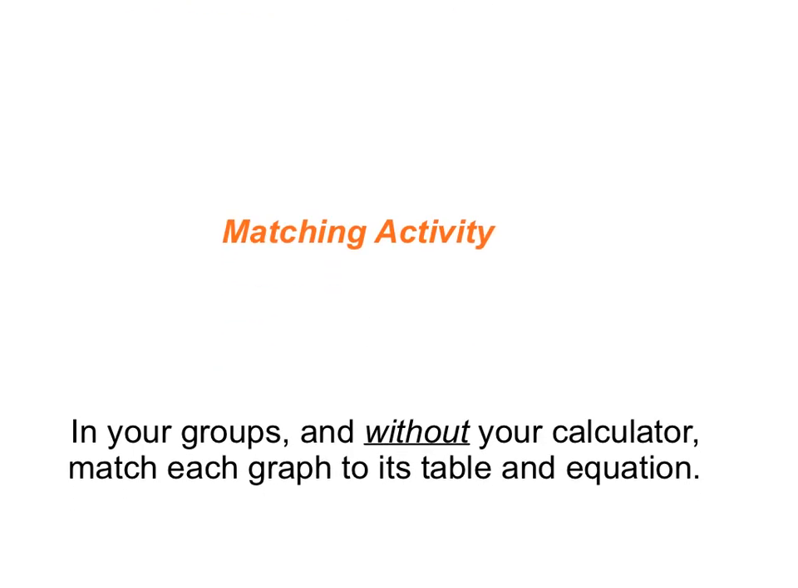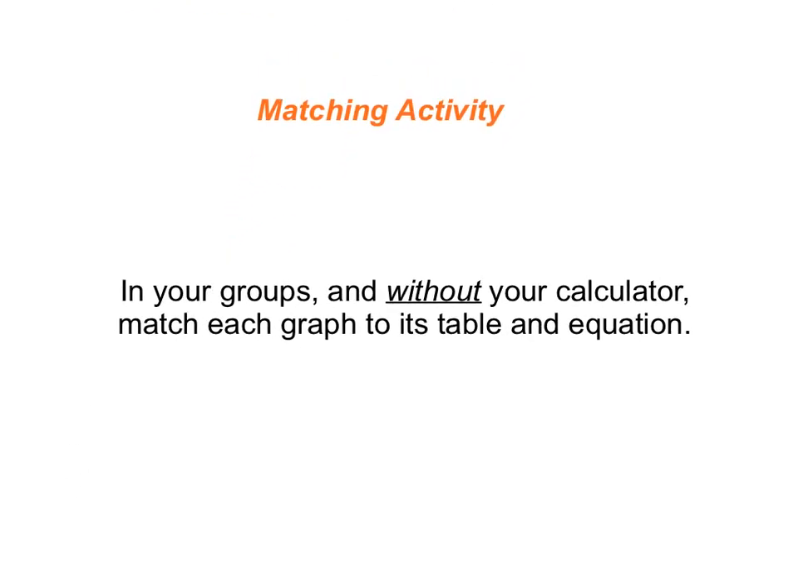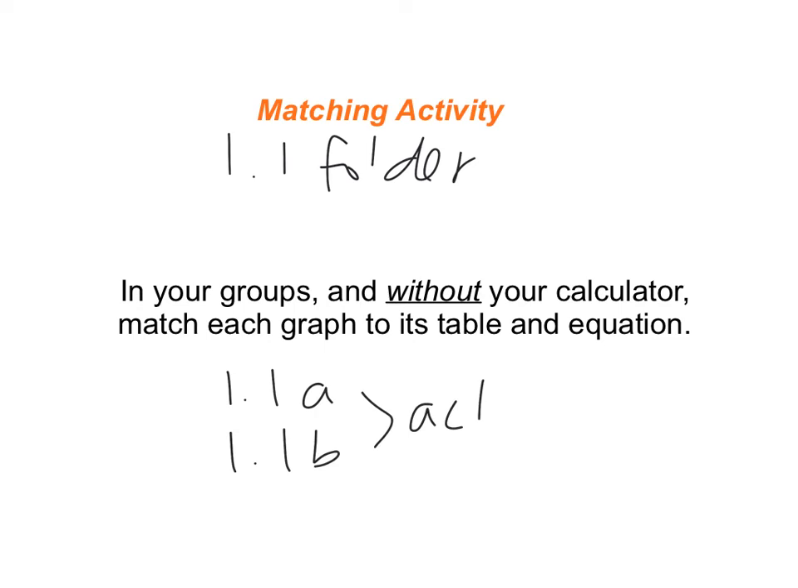So that's it for the actual notes. The matching activity is in the 1.1 folder. There's 2 parts to it, so there's 1.1a and 1.1b are the activity. One of those is the graphs, and then one of them is the tables and the equations. So what you want to do is match each graph to its table and its equation. There is a key in that folder as well.